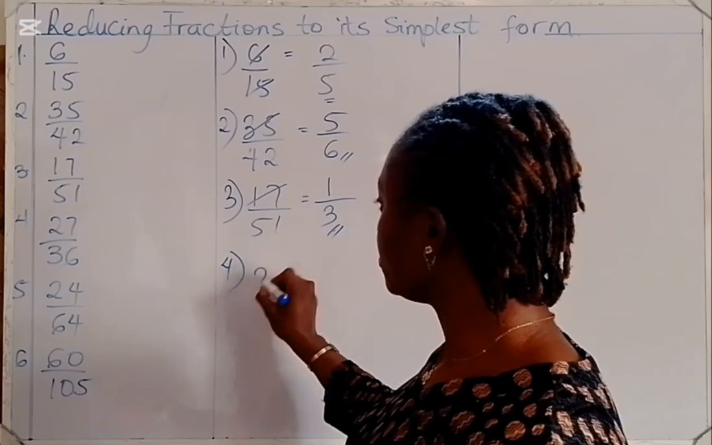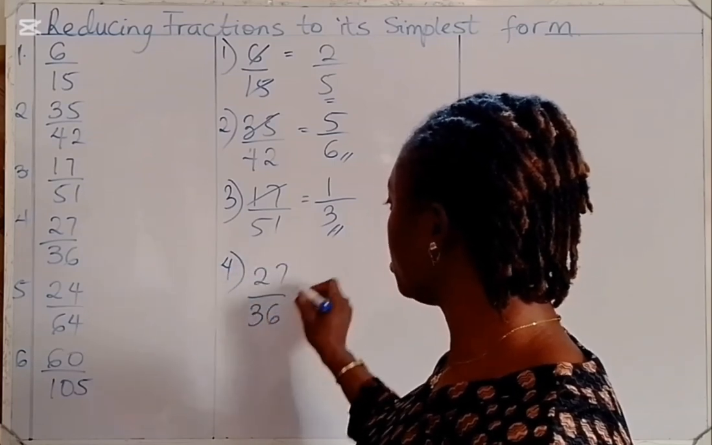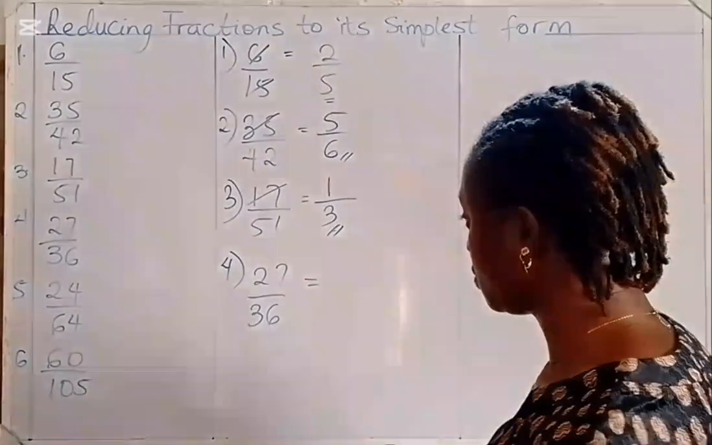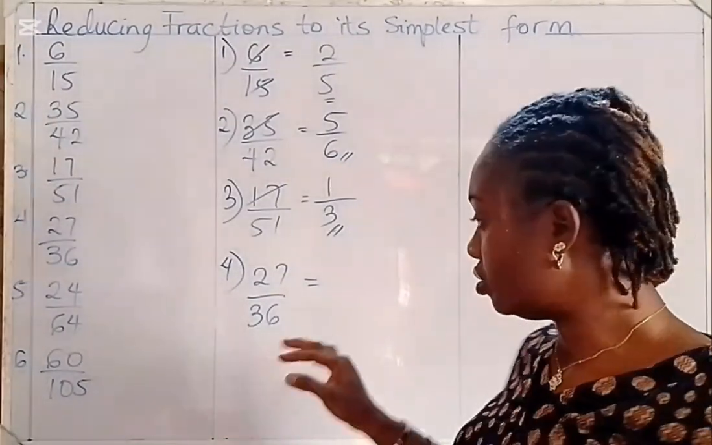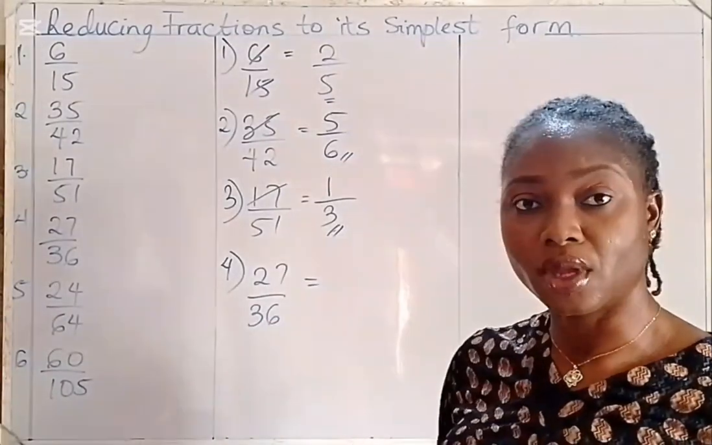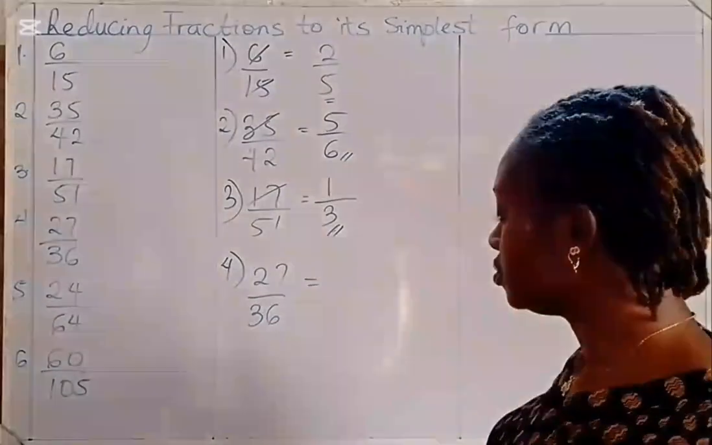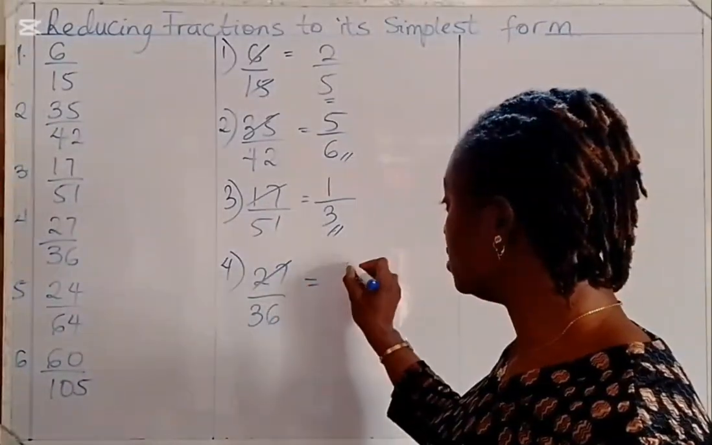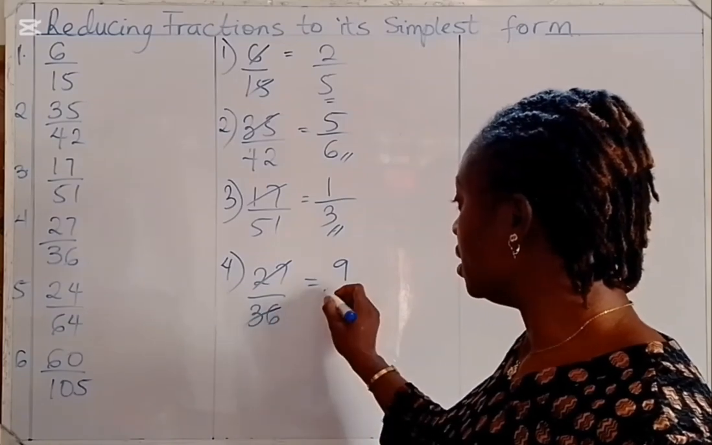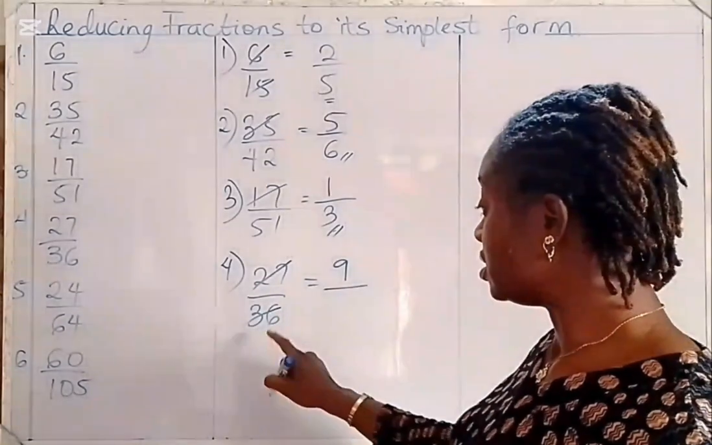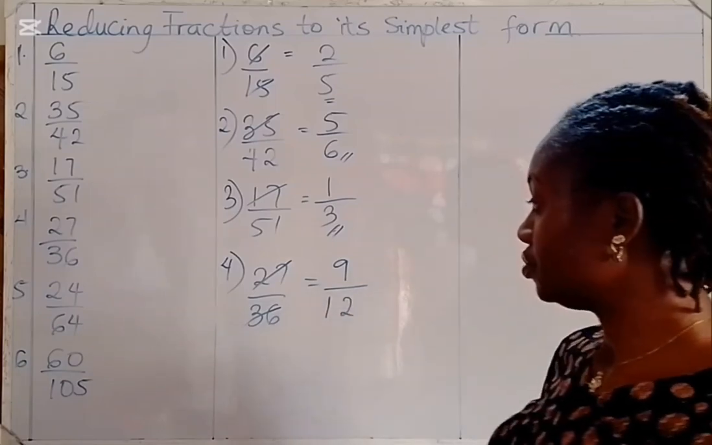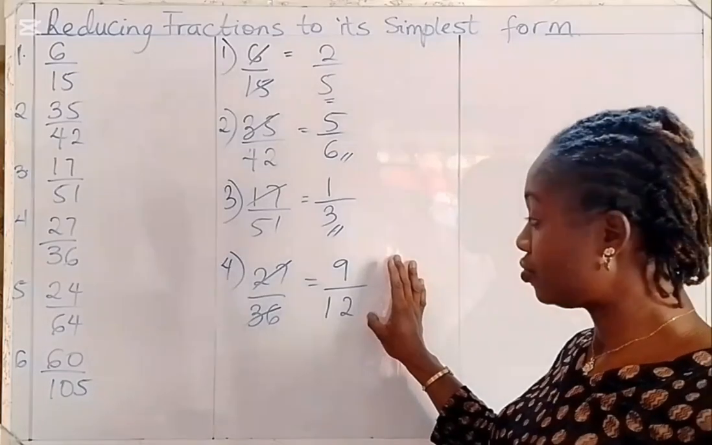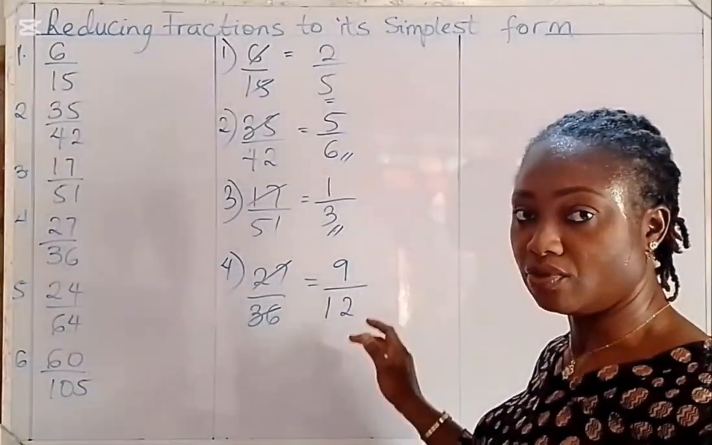Question 4. We have 27/36. Which number can go in 27 and also go in 36? 2 is impossible. It can only go in 36 but can't go in 27. How about 3? 3 in 27 will go 9 times, and 3 in 36 will go 12 times. But looking at this fraction, we can still reduce it to its lowest term. 3 can go in both 9 and 12 again.